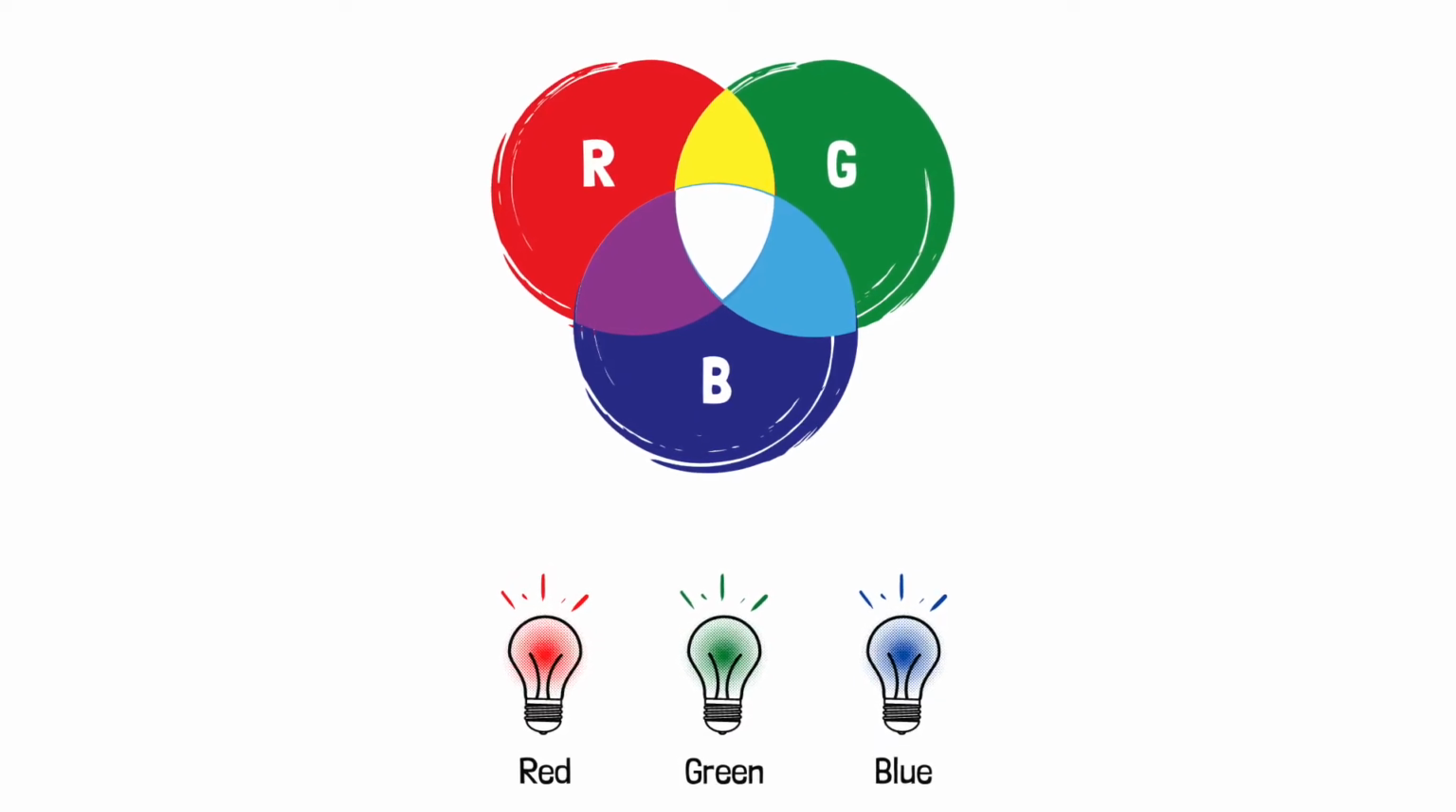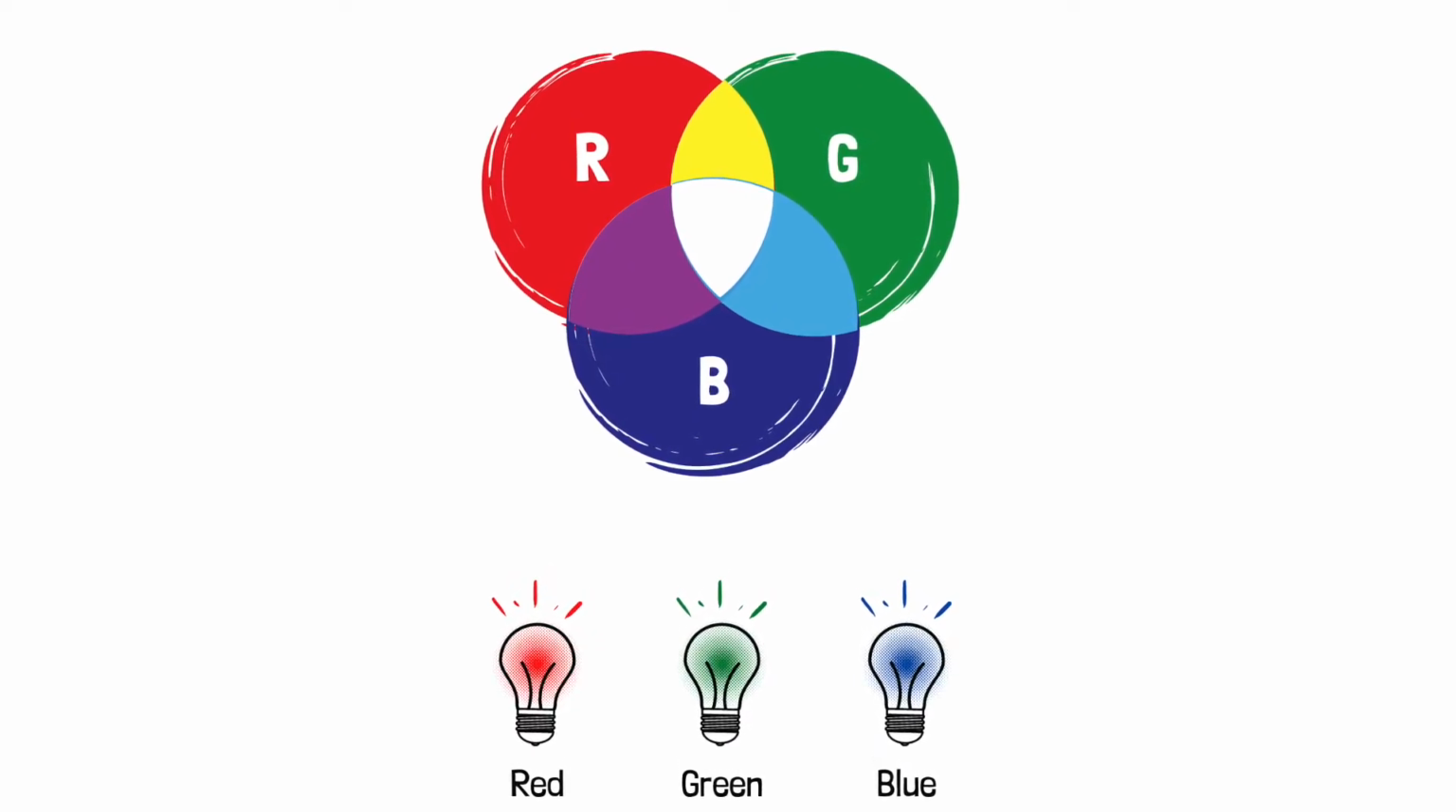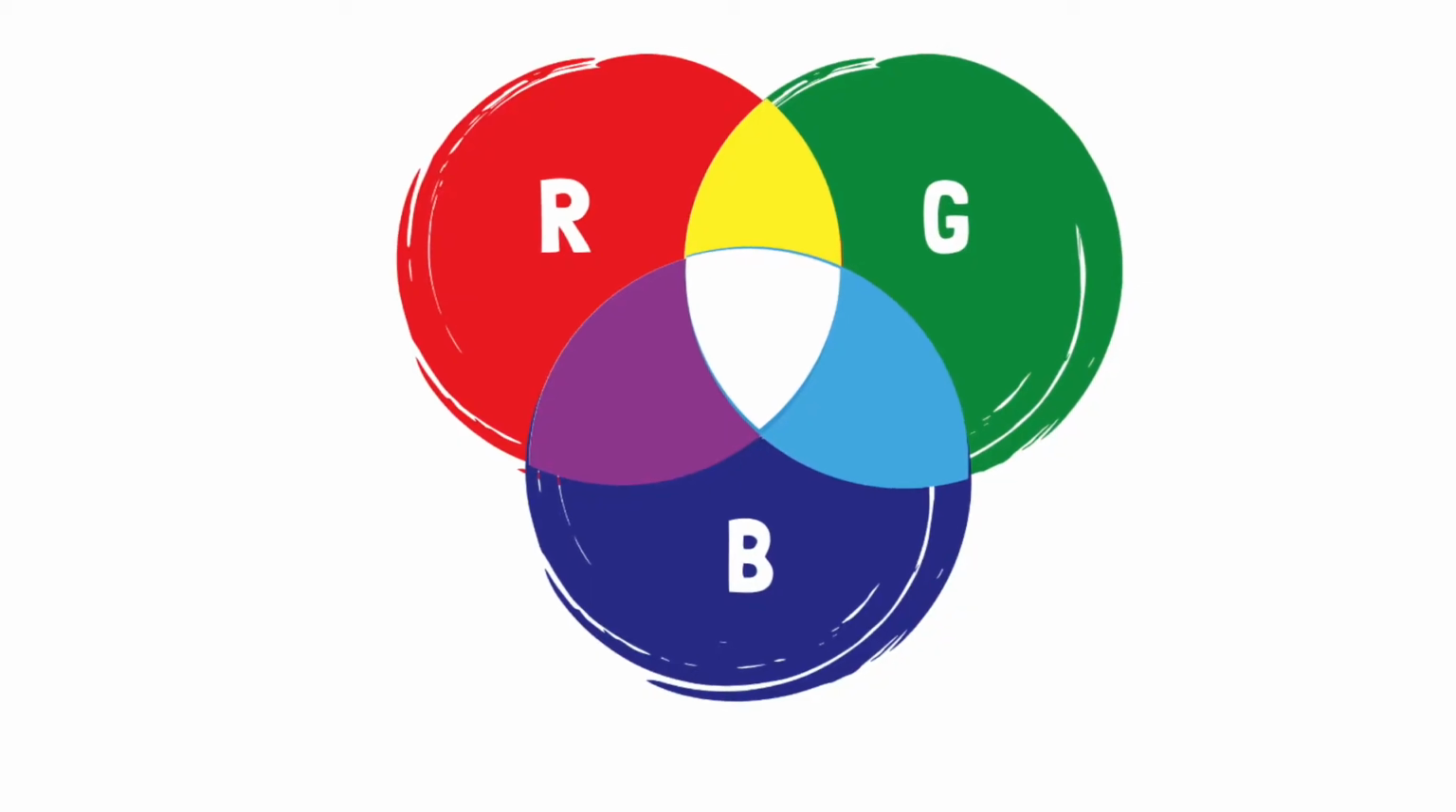That stands for red, green, and blue, the main colors of light. The RGB color model is actually additive, so you get the different colors by mixing them and adding the light together. So when you add all the light together, you actually get white.